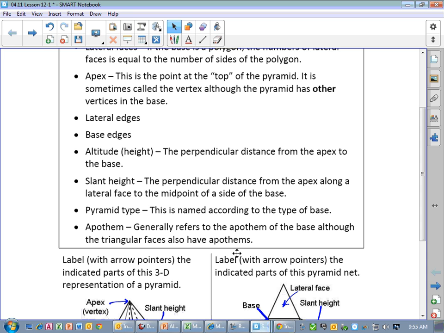Okay. We name the pyramids based on the shape of their bases. And then when you see this word apothem, it's the same meaning of apothem, but when we're talking about a pyramid, it's the apothem of the base. Okay, so the triangle sides all have apothems too, but we don't ever refer to those. It's always the apothem of the base.